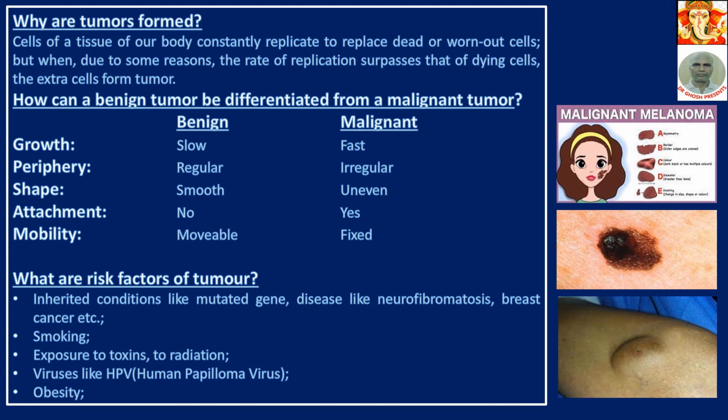What are risk factors of tumors? Inherited conditions like mutated gene, diseases like neurofibromatosis, breast cancer, etc. Smoking, exposure to toxin, to radiation, viruses like HPV, human papilloma virus, obesity. Risk factors means these persons have factors which enhance the disease.